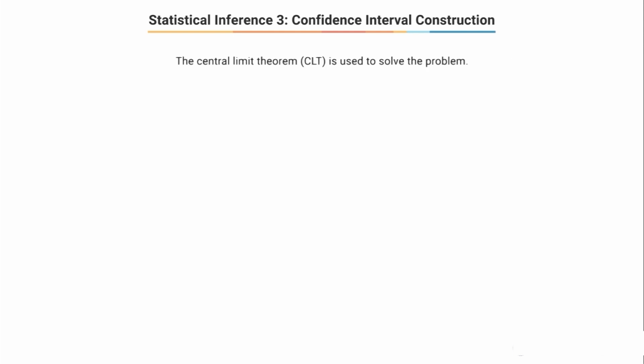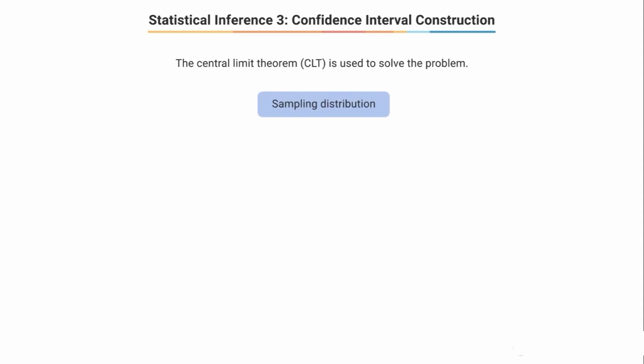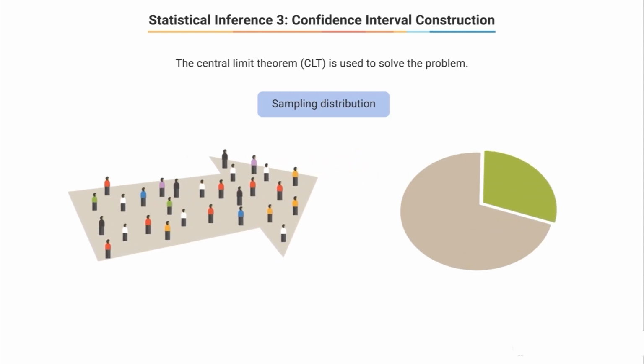To solve this problem, you learned that we can make use of the central limit theorem. Let's recall this theorem. The central limit theorem is based on a probability distribution known as sampling distribution. So firstly, what is this sampling distribution? Let us say we have our population and we start collecting different samples of size n.